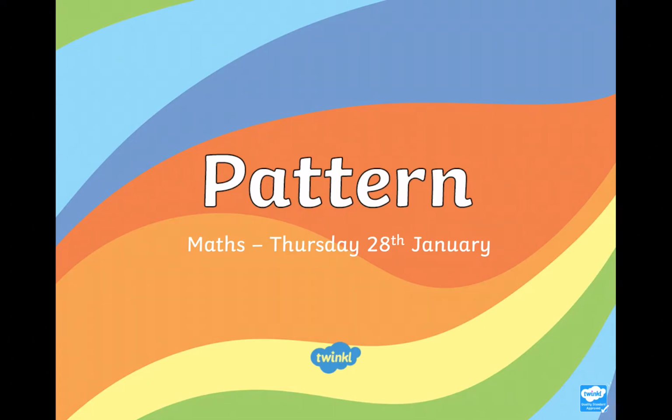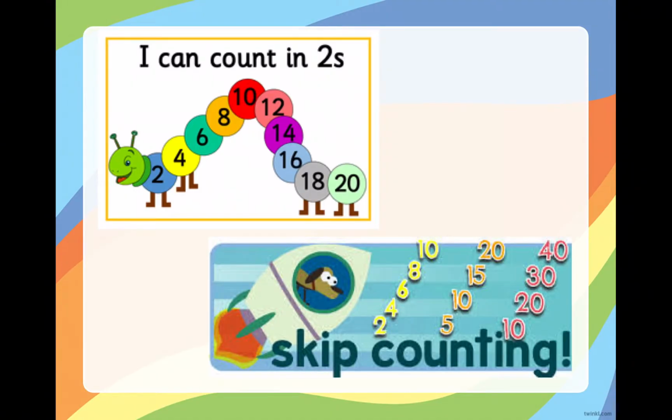We're still learning about patterns, but we're learning about patterns in numbers today. Now we've seen patterns in numbers before because we know how to skip count. And when we skip count, we're adding a certain number each time, which makes a pattern. So if you look at this one of counting in twos, the pattern goes 2, 4, 6, 8, 10, 12, 14, 16, 18, 20, and that's making a pattern.